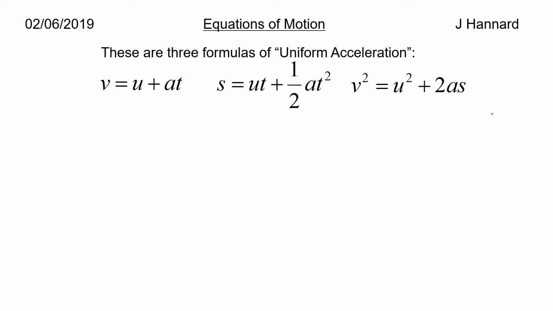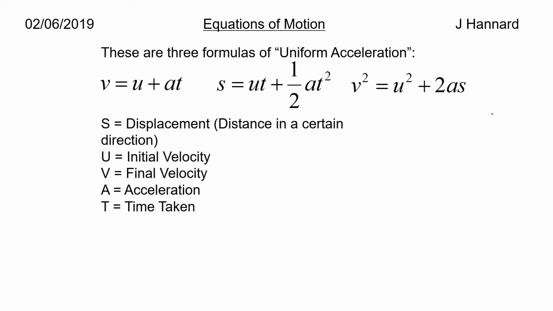But what do all these letters mean? Well, s is displacement, i.e. a distance in a certain direction, so a bit of physics coming into it. We've got u, which is the initial velocity, your initial speed in the time frame that we're looking at. So when we were looking at that car, he was stopped, so his initial velocity was 0. Now v is the final velocity.